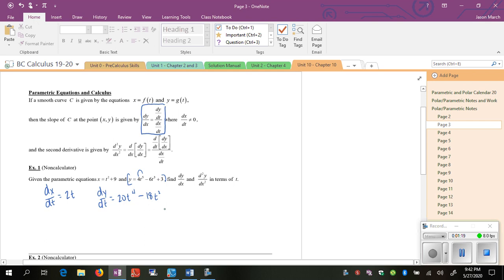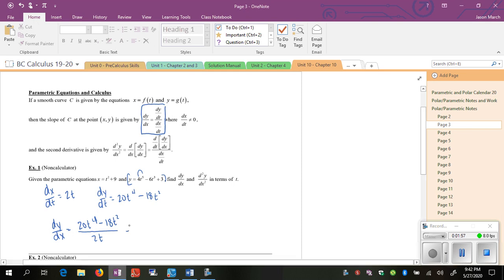So dy dx is essentially this expression divided by this expression. So I can write it as 20t to the fourth minus 18t squared all over 2t. And I could leave my answer like that, which is perfectly fine. However, since the next question is asking us to find the second derivative, we are going to simplify this because it makes it a little bit easier.